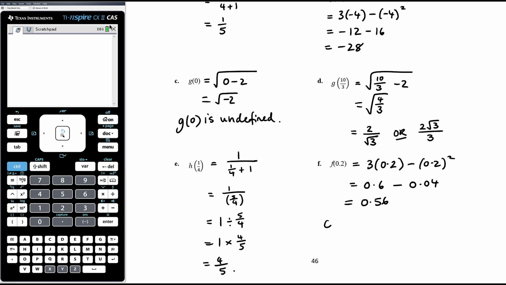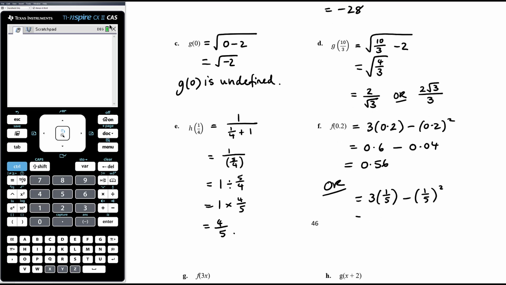Now, if you're no good at decimals, I'm not a big fan of decimals, 0.2 is 1/5. So you could do 3 times 1/5 minus 1/5 squared. And one of the reasons I prefer fractions is when you're squaring fractions, they're just whole numbers. It's just being able to do 1 squared and 5 squared. So this is 3/5 minus 1/25, which is 15/25 minus 1/25, which is 14 on 25, or 0.56, whichever you feel more comfortable with.